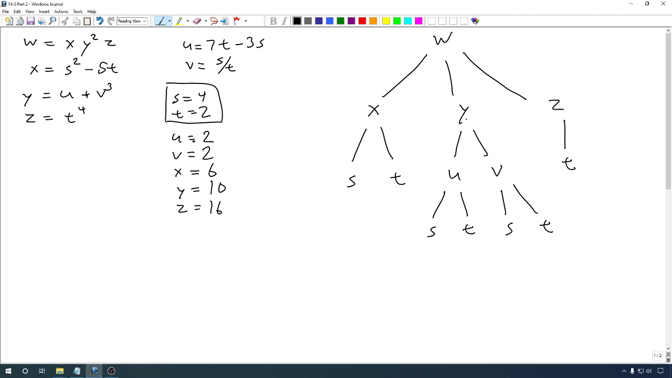And I'm going to go ahead and put those into our diagram. Actually, remember to do that this time. So 1600 here, we have 1920 here, and we have 600 here. Those are our derivatives of w with respect to those three variables.